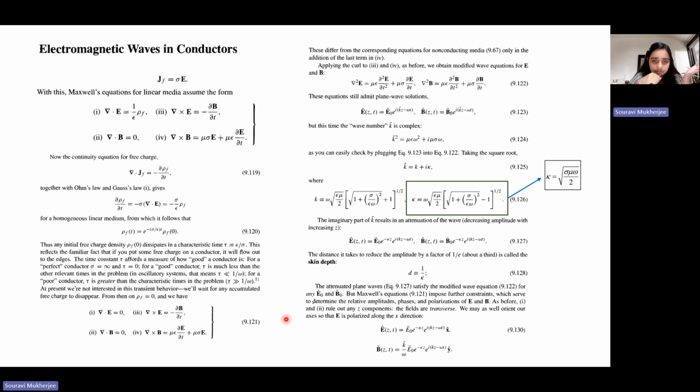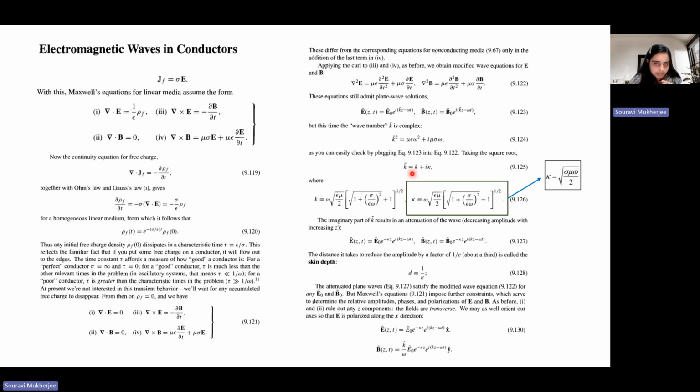Now, when you have a conductor, some conducting material, and then light is propagating through it, then everything remains the same. But because of the conducting material, you do have an extra term coming in here. Okay. So there's a free current density that is coming because of the conductivity of the medium. So that comes in as a term here. So that's the only modification that happens. Okay. And because of that, what happens is your wave number now becomes a complex quantity.